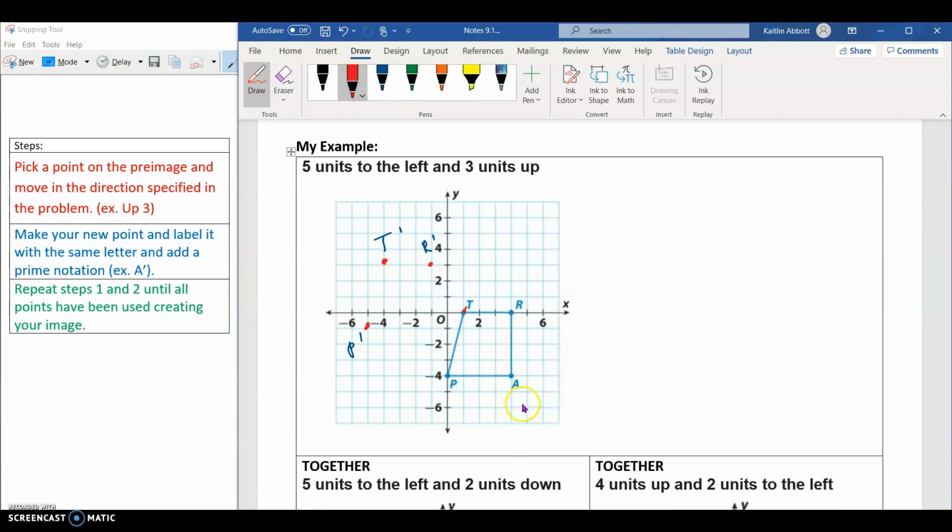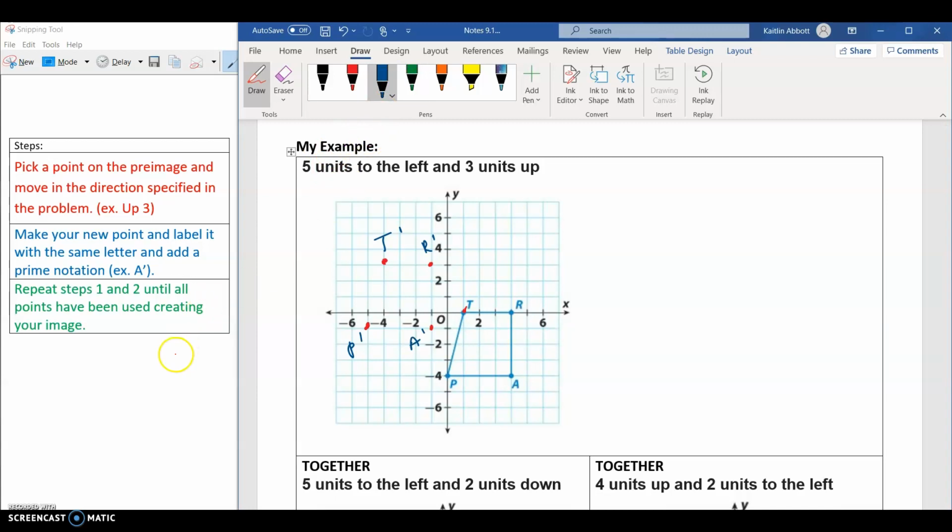Okay, last but not least, we need A. So I'm going to go over 5, left 5, 1, 2, 3, 4, 5, and up 3, 1, 2, 3, put a dot. And I'll label it the same letter, A prime.